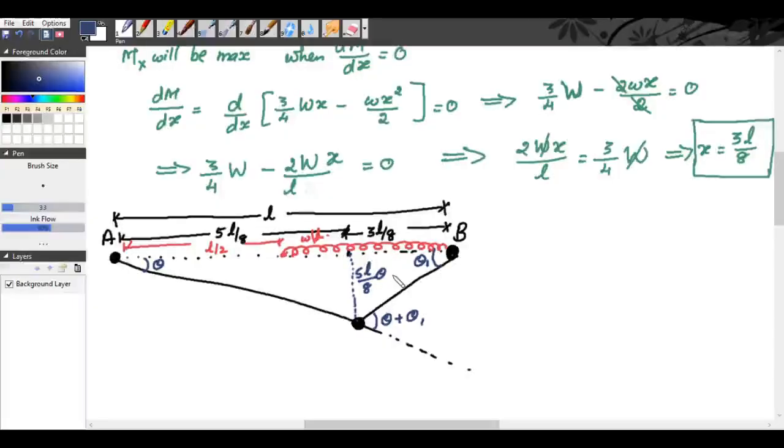So now we will relate theta and theta 1. See this: 5L by 8 theta is equal to 3L by 8 theta 1. So we can cancel the 8 and L, and we get theta 1 is equal to 5 by 3 theta.